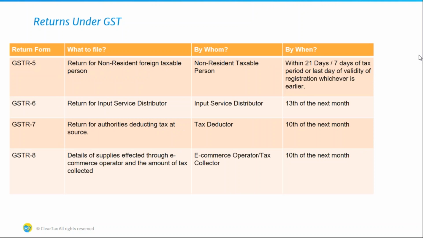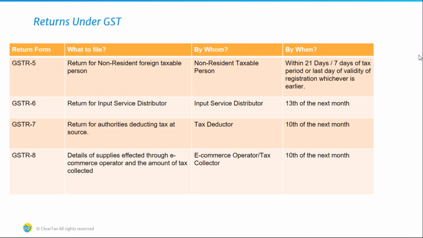Next we have GSTR 5. Under goods and service tax, we have multiple types of taxpayers or taxable persons. One can be a normal business registered under the normal scheme. Then we have businesses registered under the composition scheme. Similarly, we may have certain non-resident taxable persons who do not reside in India but who are supplying into India and thus are required to get their registration done under GST. So such types of taxable persons are required to file GSTR 5.